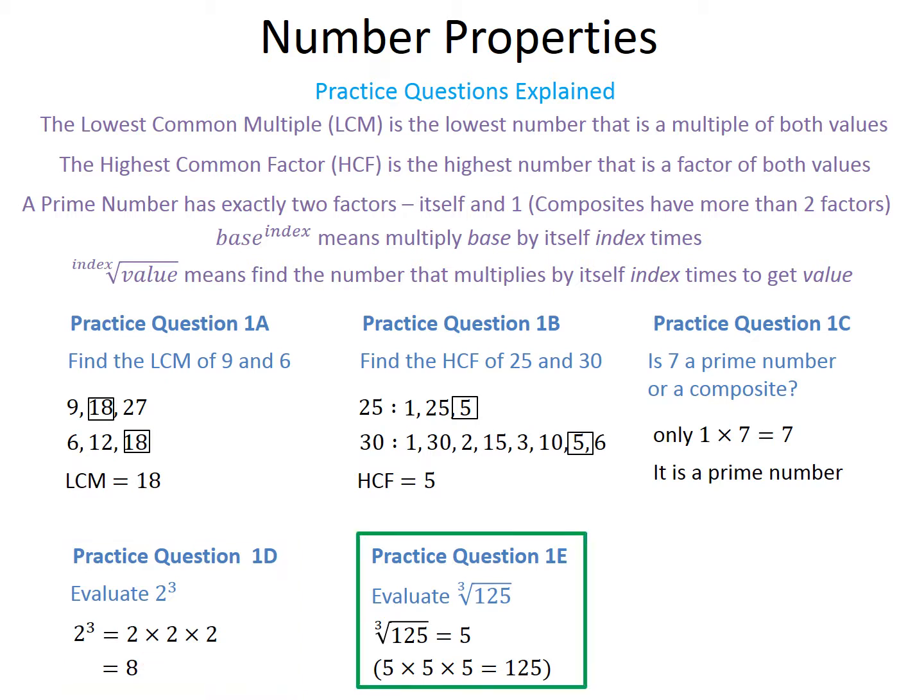And then finally, with the last one, this was our cube root. Because of that little 3 up there, I was looking for something that multiplied by itself 3 times to get to 125. And so I did my trial and error and I went 1 times 1 times 1. That didn't work. 2 times 2 times 2 didn't work. I kept going until I tried 5 times 5 times 5, and that worked. I got 125. That means the answer is just 5.